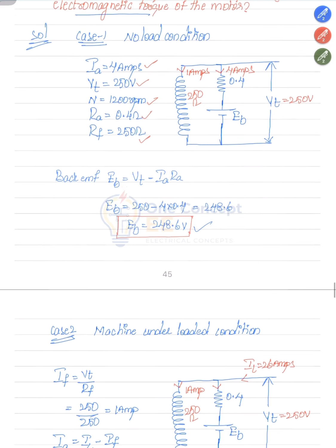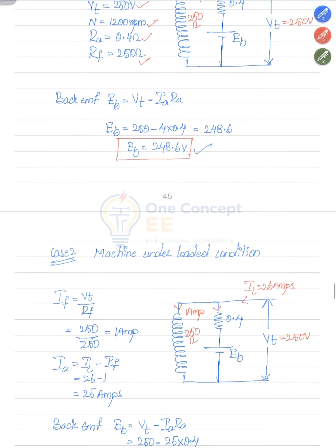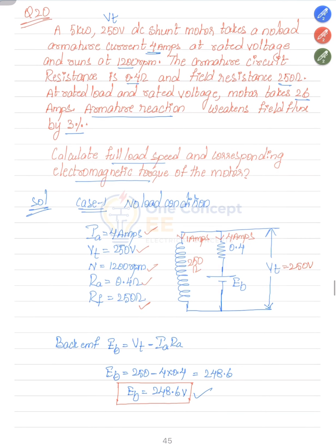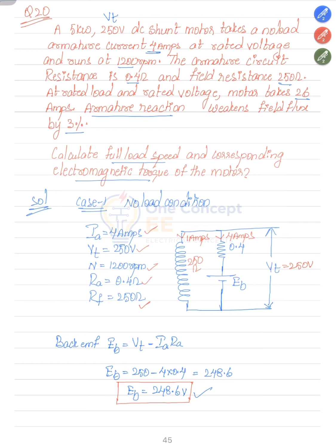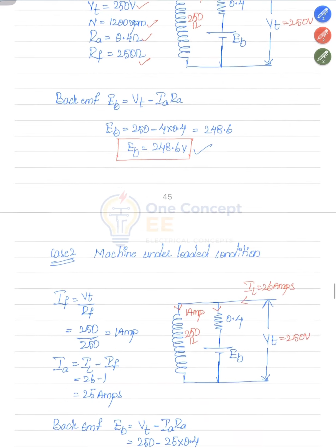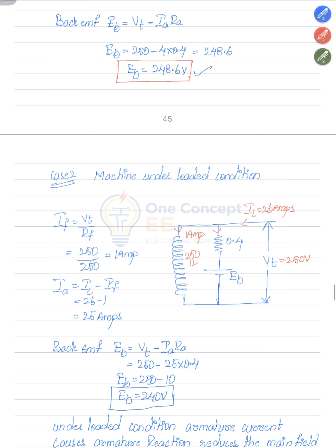Now you see the machine is acting under load condition. Under loaded condition, they have given that the motor is drawing a current of 26 amps. Here, we should be more cautious. This 26 amp is the load current, not the armature current. Then the field current is Vt by Rsh, 250 by 250, it will be 1 amp. Ia equals IL minus If by simple KCL rule. I found an armature current of 25 amps.